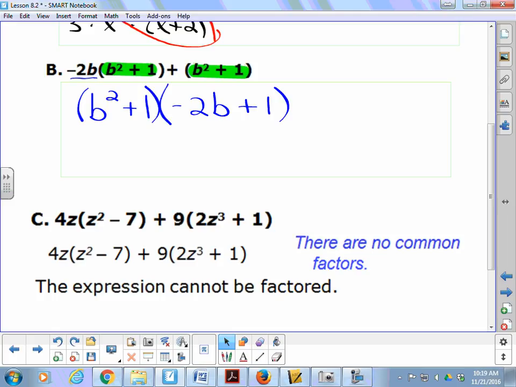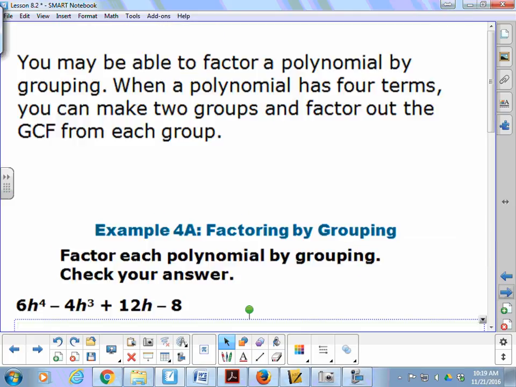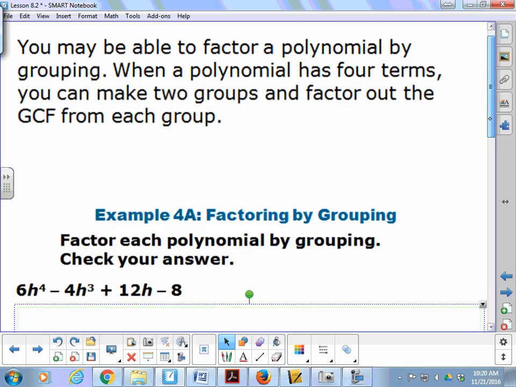Now, this is in preparation for if we have 4 terms, and we want to factor it. So we're going to do factoring by what's called grouping. You may be able to factor a polynomial by grouping when it has 4 terms.